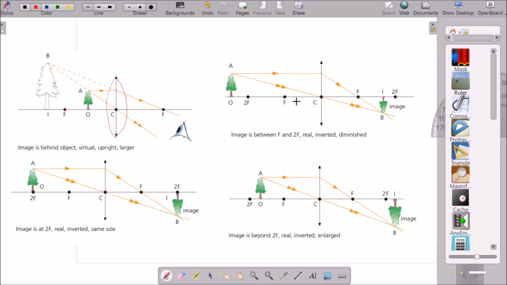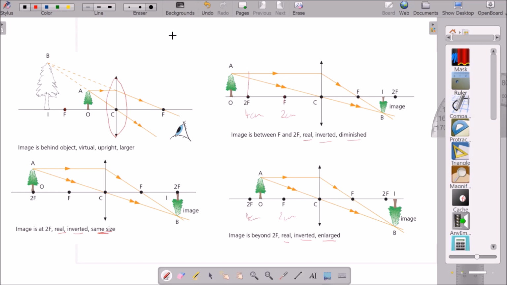If an object is beyond 2f, as in the case with our first question where it was 5 centimeters, f was 2 centimeters, 2f is 4 centimeters, and this is 5 centimeters, we saw that our image is real, inverted, and diminished, which means it's smaller. If the object is at 2f, it will be real, inverted, and the same size. If our object is between f and 2f, it will be real because these rays actually meet. It will be inverted, upside down, and it will be enlarged. You can say this is bigger than that.